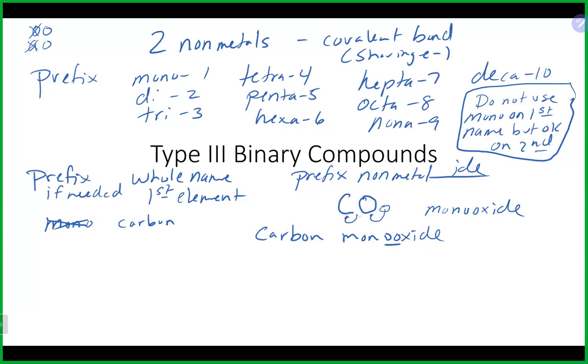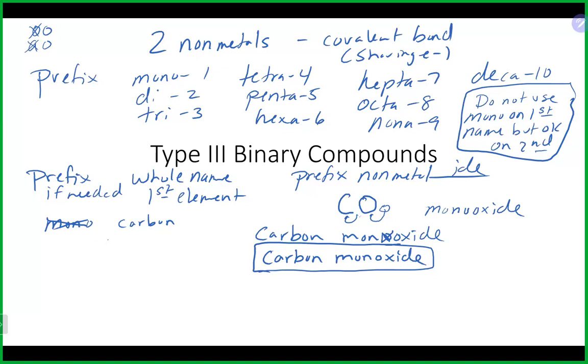So we don't call CO carbon monooxide. We call it carbon monoxide, right? One O. So we will get rid of the O from the prefix, and this will be carbon monoxide, yeah? And that would be the proper name there for this guy. Again, there is nothing to balance, there are no charges, just simply pick the correct prefix.